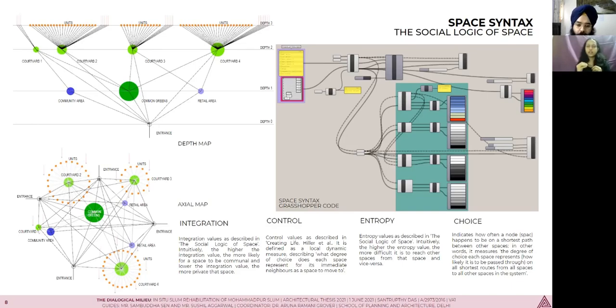So, Santrupthy, to interrupt you, could you tell the viewers about these Grasshopper algorithms and the Grasshopper syntax codes, please, like in a minute?